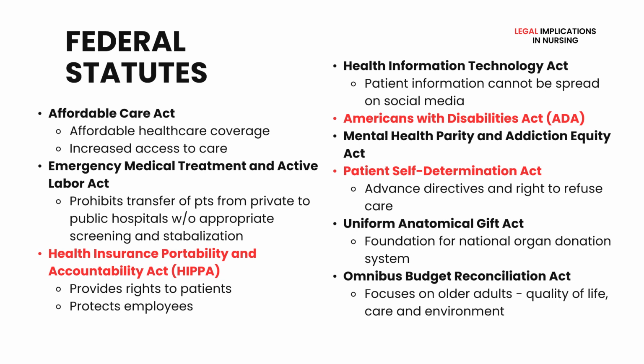And then the Omnibus Budget Reconciliation Act. This focuses more on older adults. Are we giving them quality care? What's their quality of life, and what environment are they in? The red bolded ones are the ones that you see quite frequently, and you will hear a lot about HIPAA, the ADA, and the Patient Self-Determination Act.